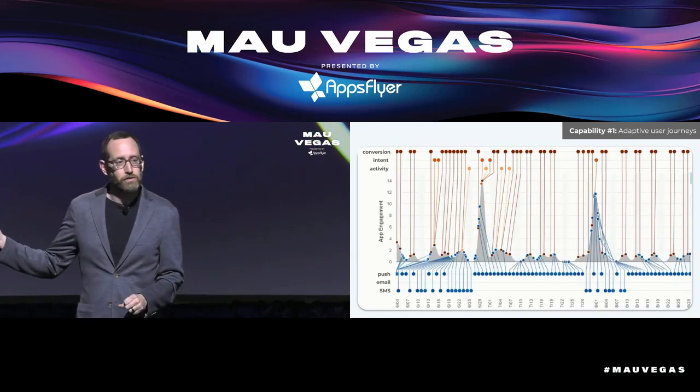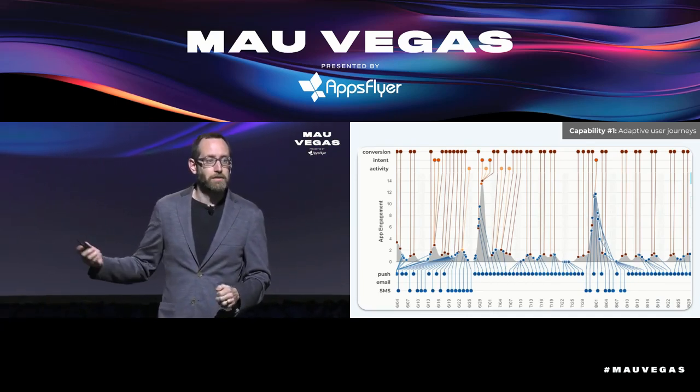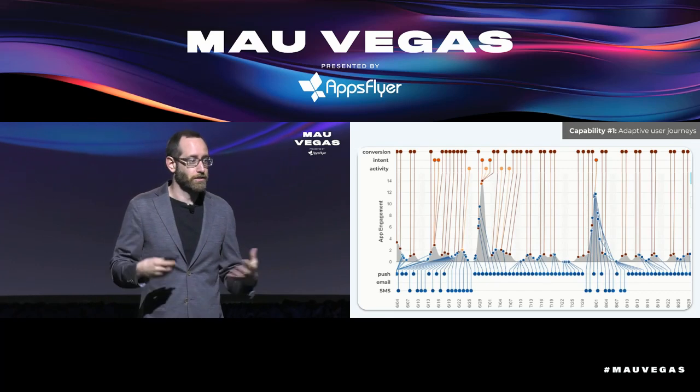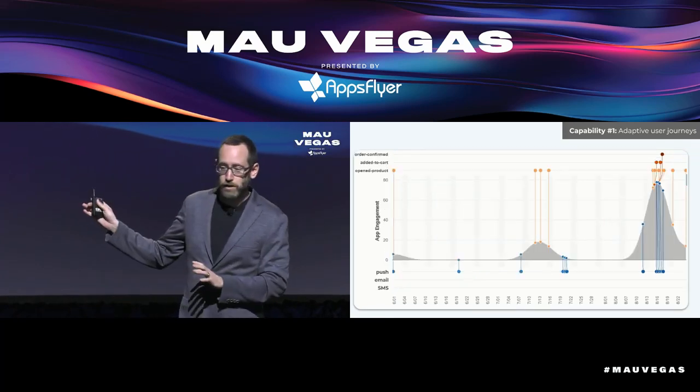Now compare that with this user over the same time frame. They got a lot of messages, but they're very active. The messages are adding to their experience, and they're reacting to them. This is truly adaptive. This is one other quick example I wanted to show.